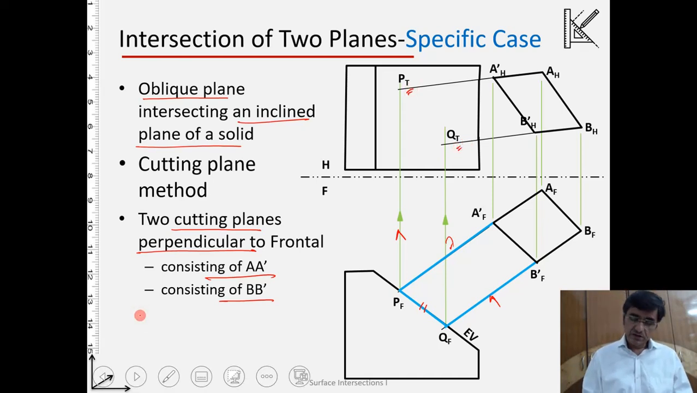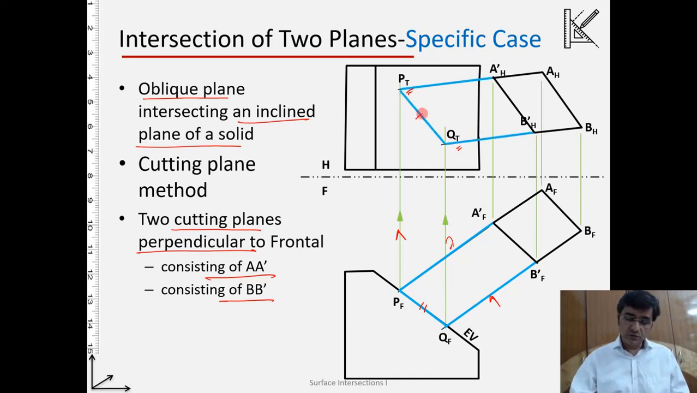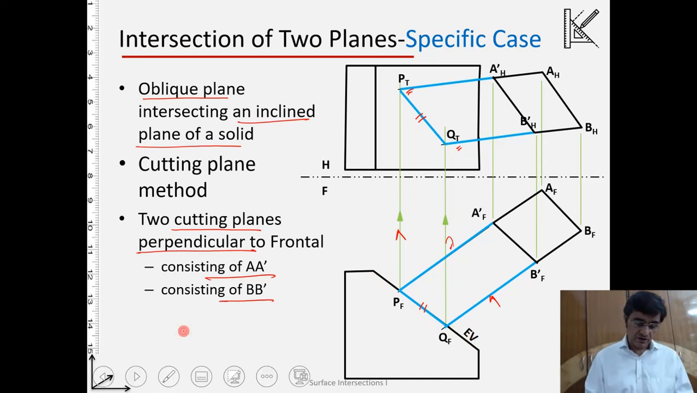Okay, so I can join these. PQ is the horizontal projection of the line of intersection. Similarly over here PQ or PFQF is the frontal projection of the line of intersection of the given oblique plane and the other plane, which is this, and its edge view is this. Alright, so PQ is the line of intersection.